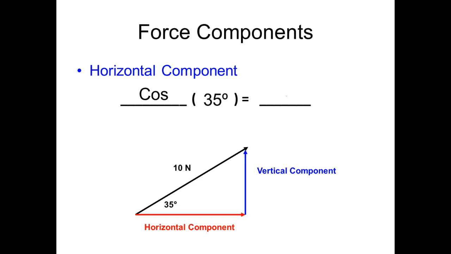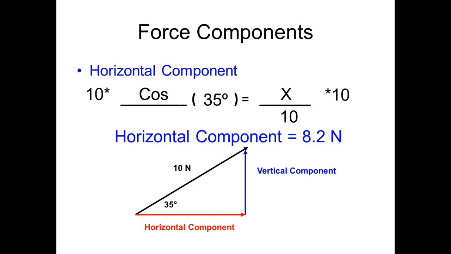The adjacent is unknown, so we'll put a variable in, x, and our hypotenuse, 10 newtons, is known. Since in our trig ratio, which is x over 10, our variable is in the numerator, we're going to multiply both sides by our denominator of 10. 10 times cosine of 35, if your calculator is in degree mode, is 8.2 newtons.